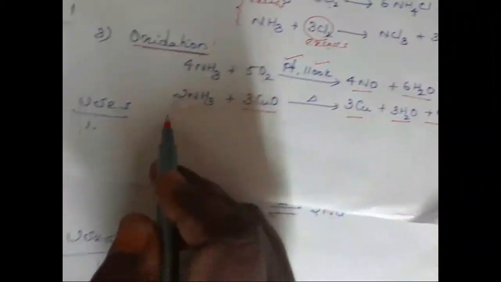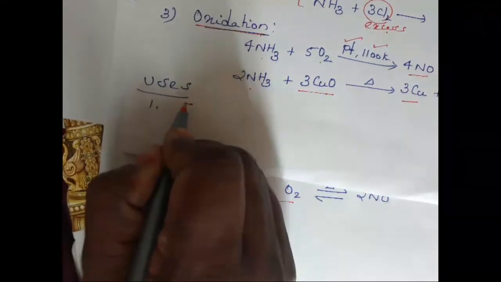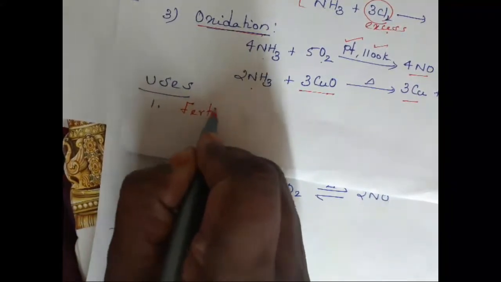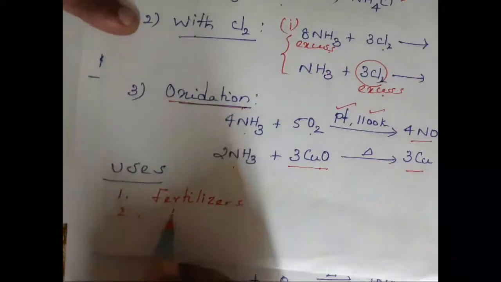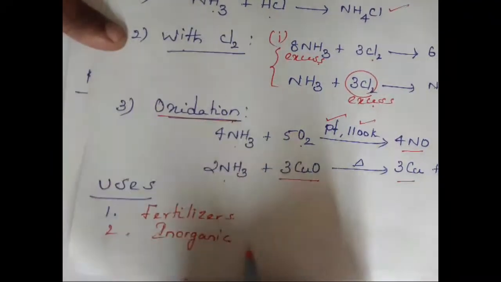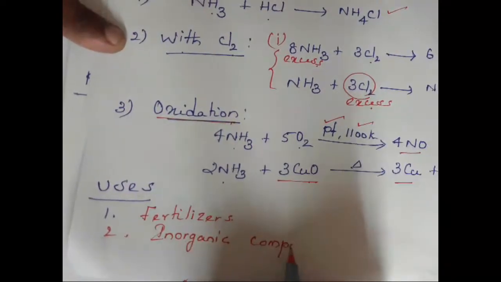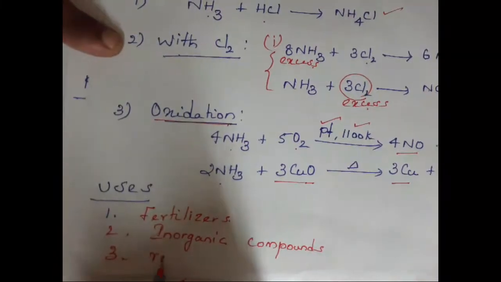Now let us see the uses of ammonia. Ammonia is used in the manufacture of fertilizers. It is used to prepare inorganic compounds. And ammonia is also used as a refrigerant.